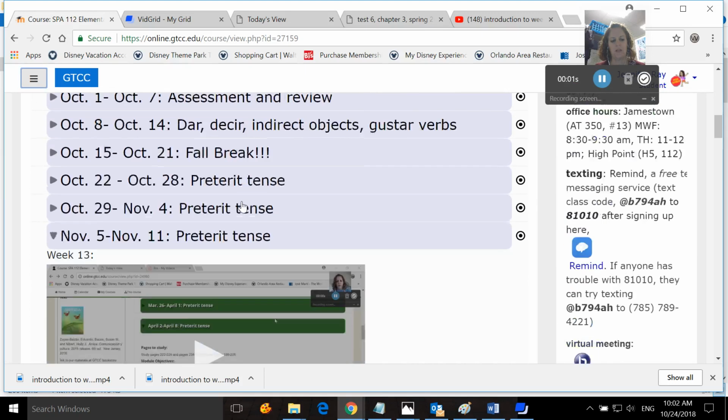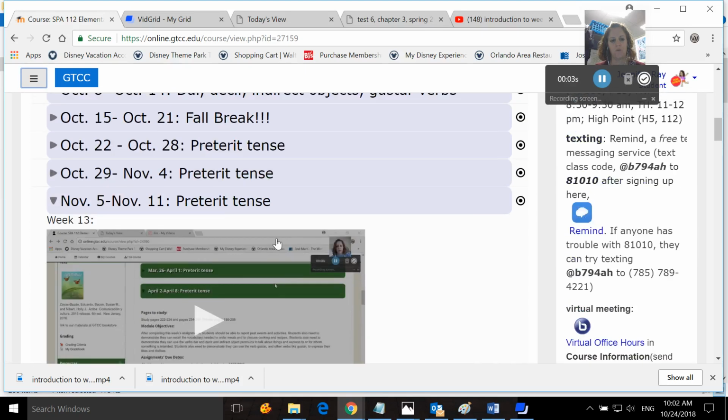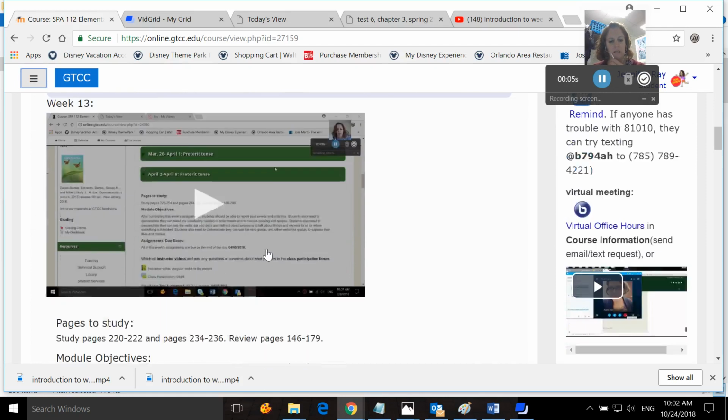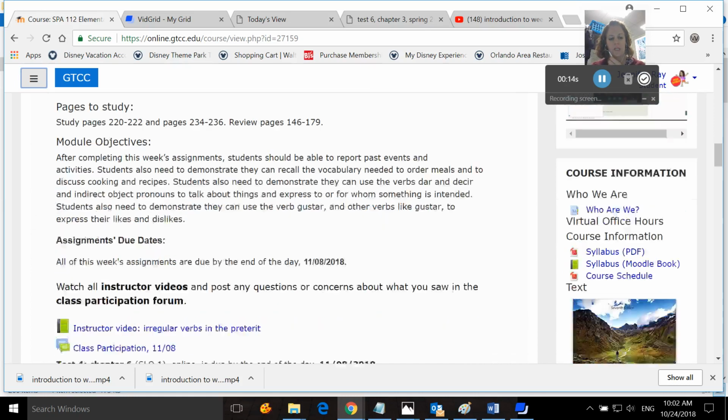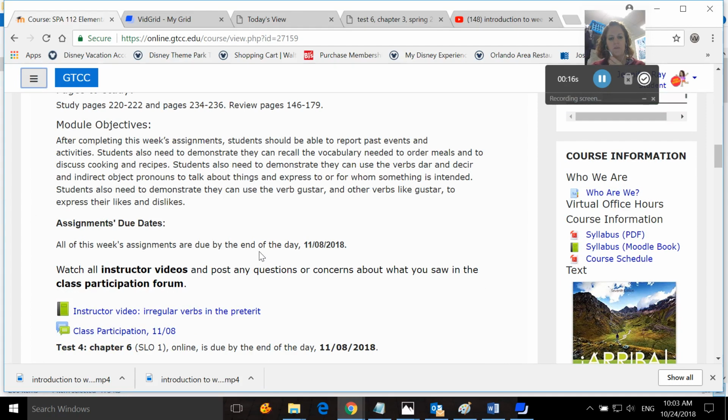Okay, so I'm going to go ahead and introduce week 13 to you. We're going to be looking at the preterite tense. You're going to want to study pages 220 to 222 and pages 234 to 236, and you're going to want to review pages 146 to 179. After completing this week's assignments, you should be able to report past events and activities.